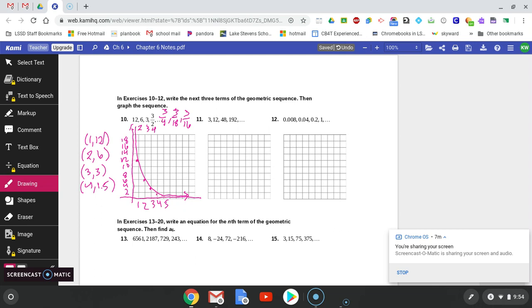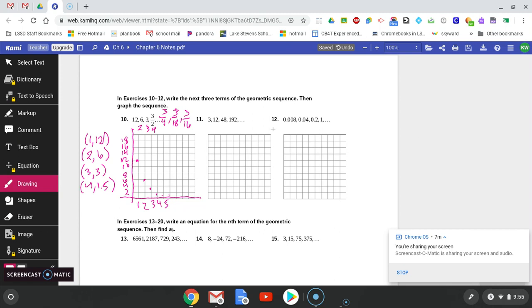Should I actually have connected those dots? It's a geometric sequence. It's only talking about those numbers. So really, I should not have connected those dots. Just the individual points are actually what we have. Okay? So we want to make sure we're being accurate with that. So if you drew the line like I did, go ahead and erase it and make sure you have just the individual points.